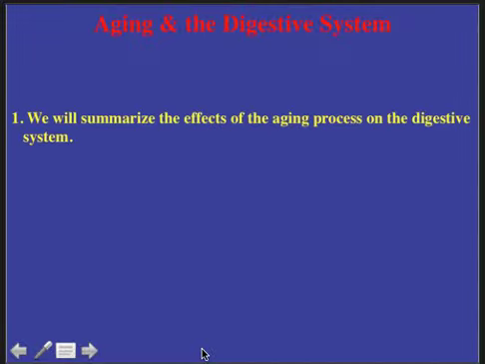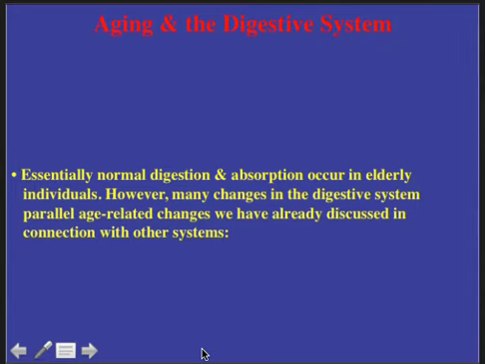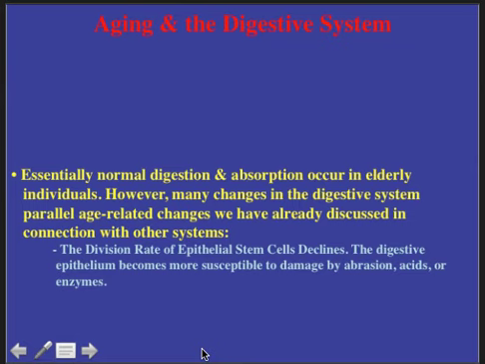Okay, as you probably guessed, aging does not improve the ability of the digestive system to operate. We'll summarize the effects of aging on the GI. Essentially, normal digestion and absorption occur in elderly individuals, but many changes in the GI parallel age-related changes we've already talked about in other systems.